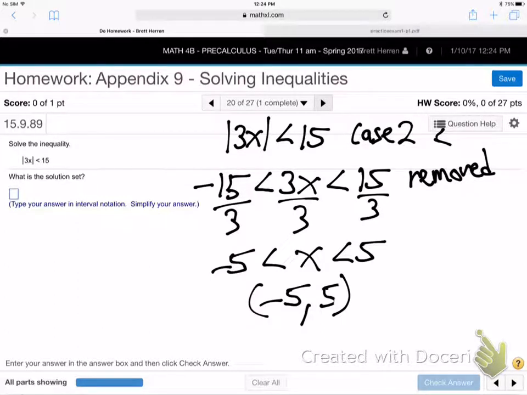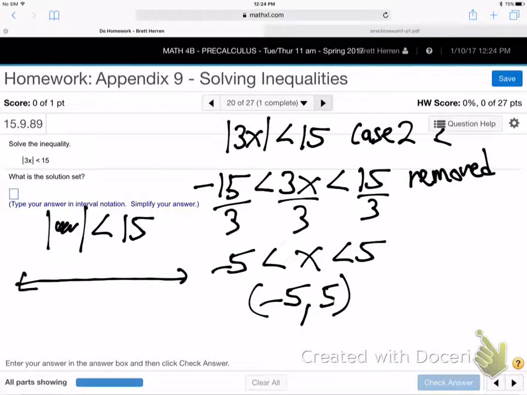Does it make sense that if you have the absolute value of something, anything, less than 15 or any number you want, that means that number can be anything from, if you did a number line, anything from, let's do equals, from negative 15 up to positive 15.